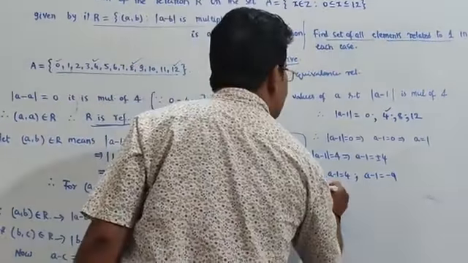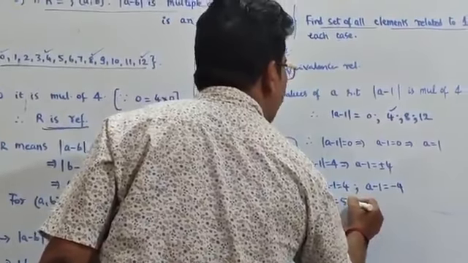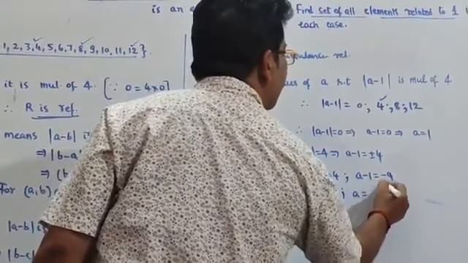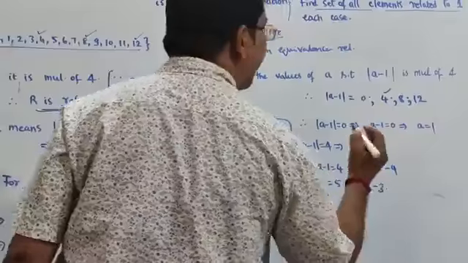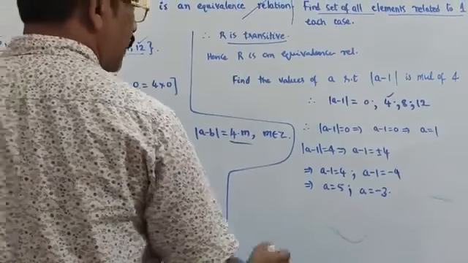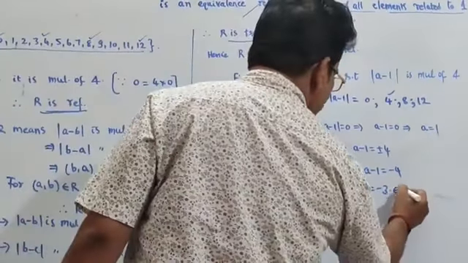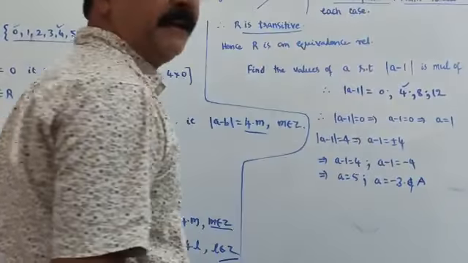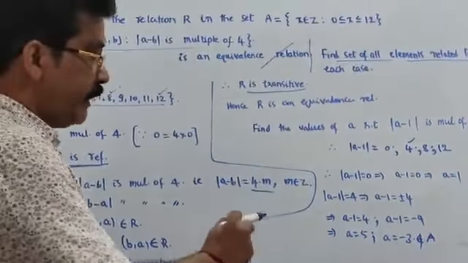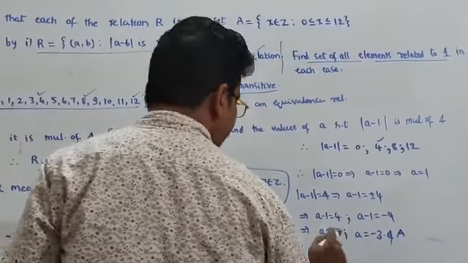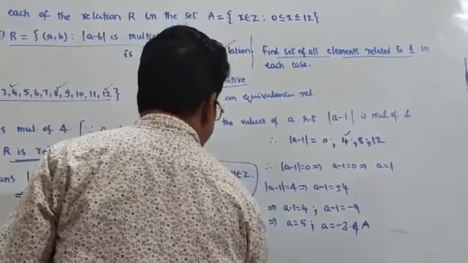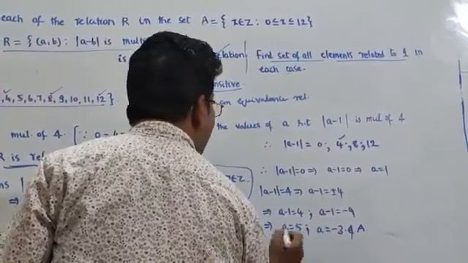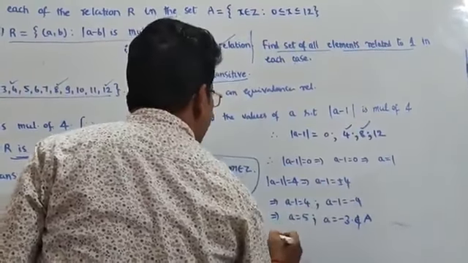So that implies a is equal to 5 or a is equal to minus 3. Of course, minus 3 does not belong to the given set, the main set capital A. That's why we are going to ignore that minus 3. Further, next, modulus of a minus 1 equal to 8.